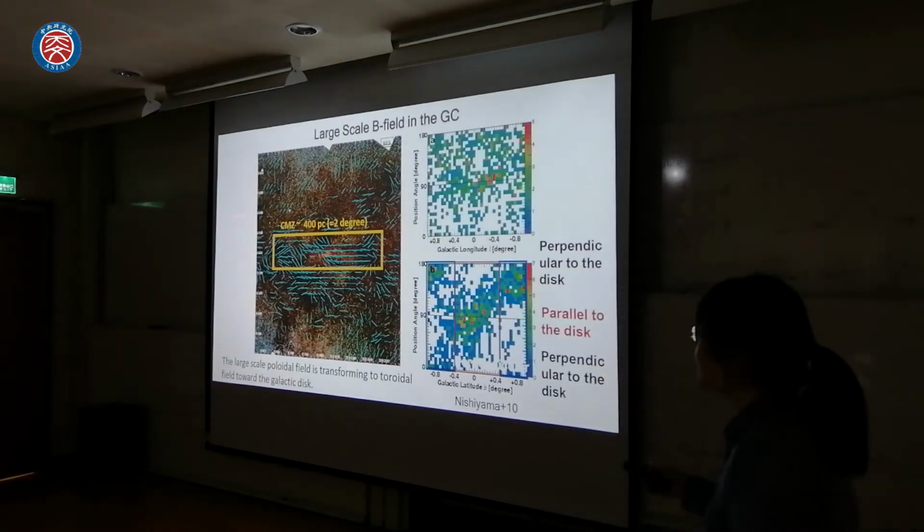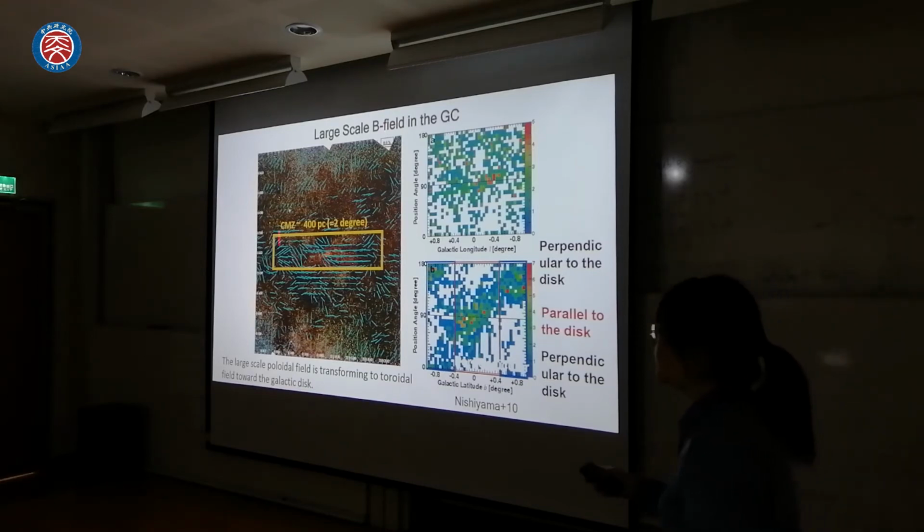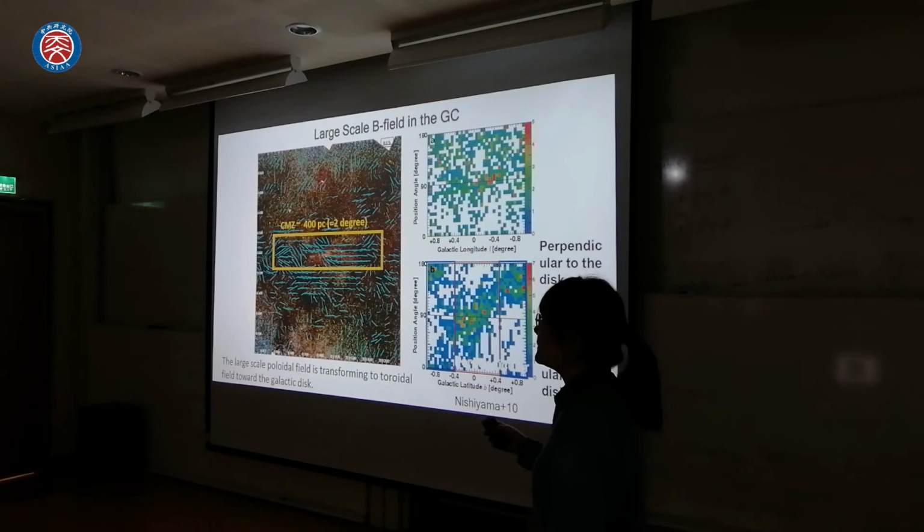So here, this is a quick view of the magnetic field structure in the Galactic center. The blue segments are the magnetic field lines traced by stellar polarization. So you will see the orientation of the B field lines is perpendicular to the disk. This is the Galactic disk, perpendicular to the disk, but gradually transforming to parallel to the Galactic disk.